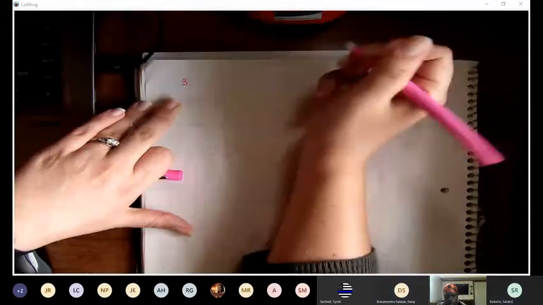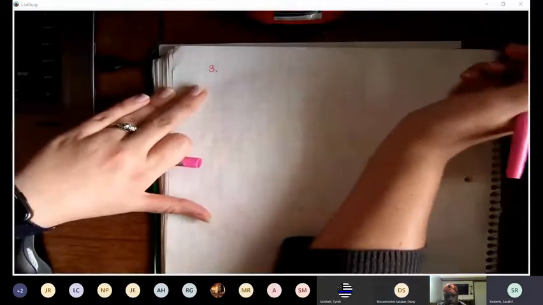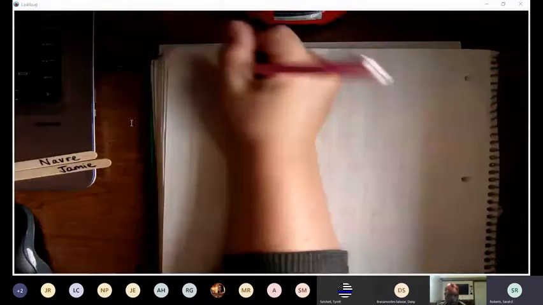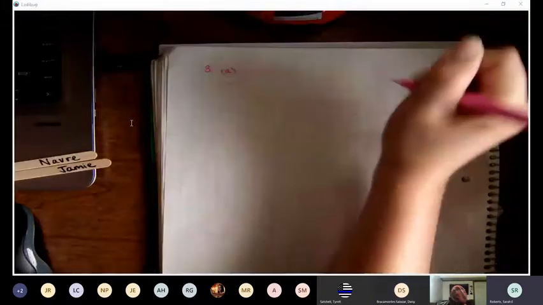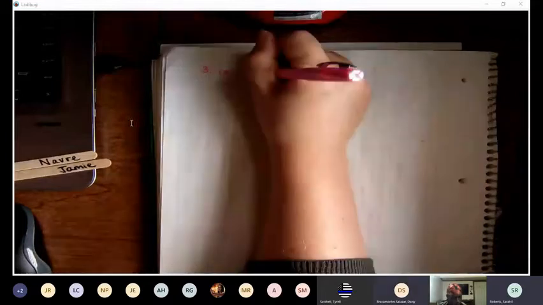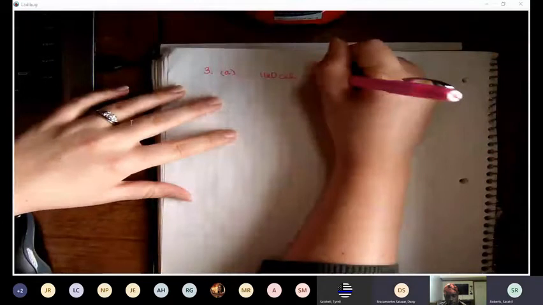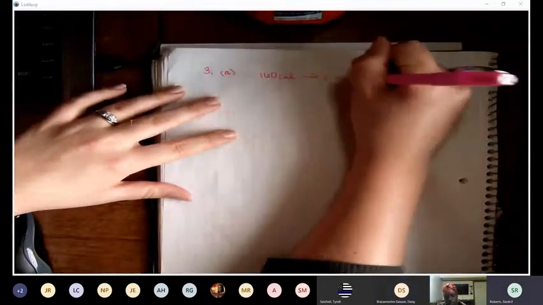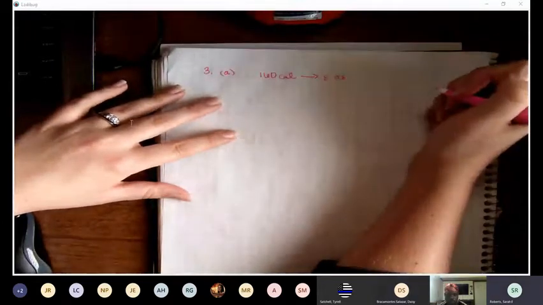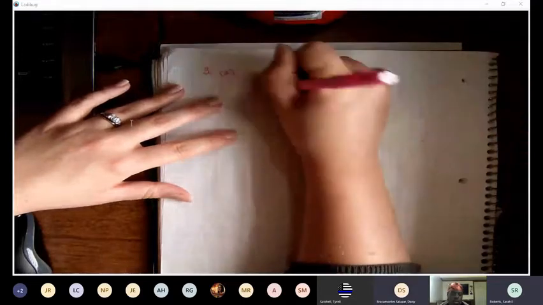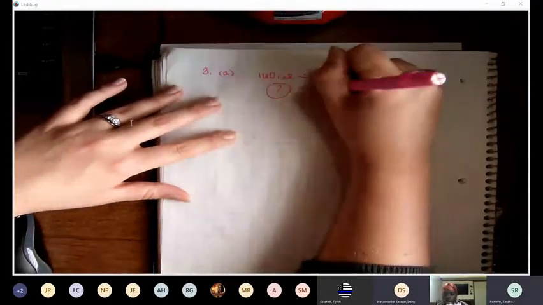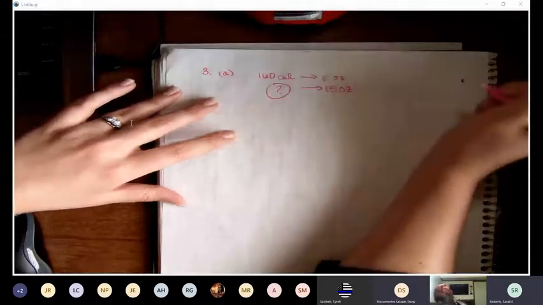Okay, so let's go over number 3. It says the number of calories in a container of milk is directly proportional to the amount of milk in the container. So for part A, it says if there is 160 calories in an 8-ounce glass of milk, find the number of calories in a 15-ounce glass of milk.